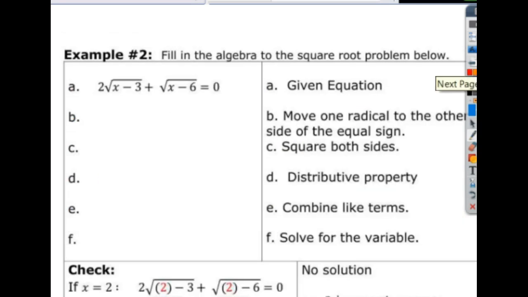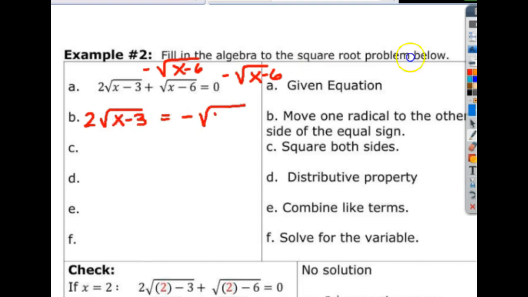Example number 2, they have all the steps, but we have to do all the work here. And so if you have 2 radical signs, you have 2 square root signs, you need 1 on each side. So I'm going to have to move 1, so I'm going to subtract this one from both sides. And that'll give me 2x minus 3 equals negative x minus 6.